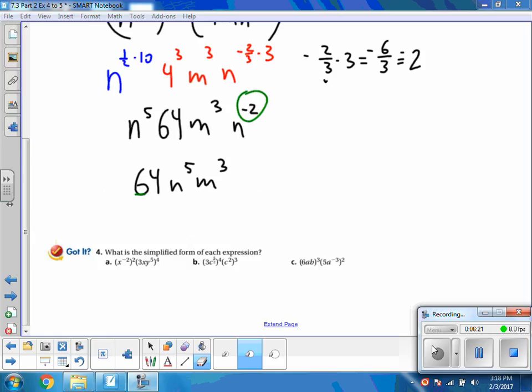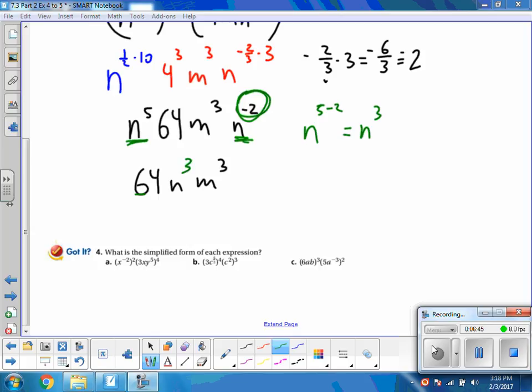I'm going to erase this because way back here, true, this is negative, but look, I've got n. So before I move things like that around, I need to combine my like terms. So I have an n to the 5th times n to the negative second. So that's n, 5 minus 2. So that's actually n to the 3rd. So I need to modify something here. So this actually ends up being n to the 3rd.